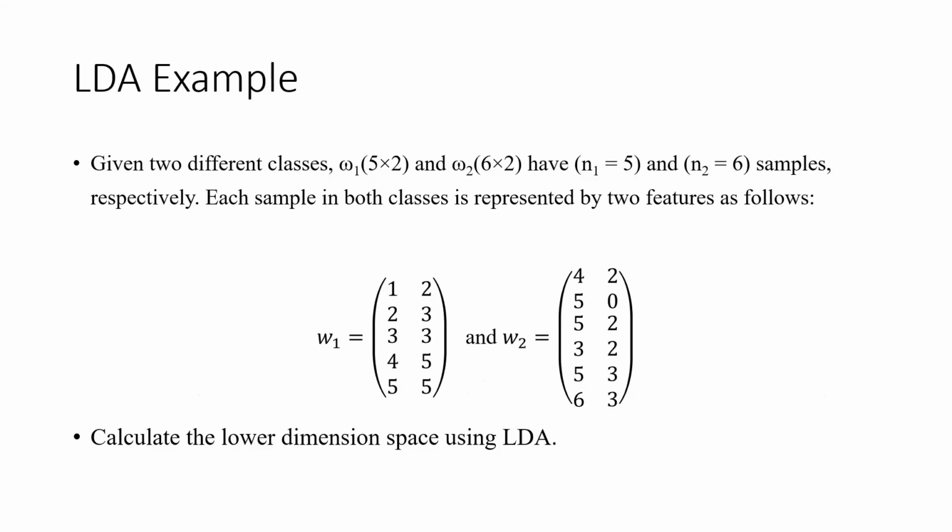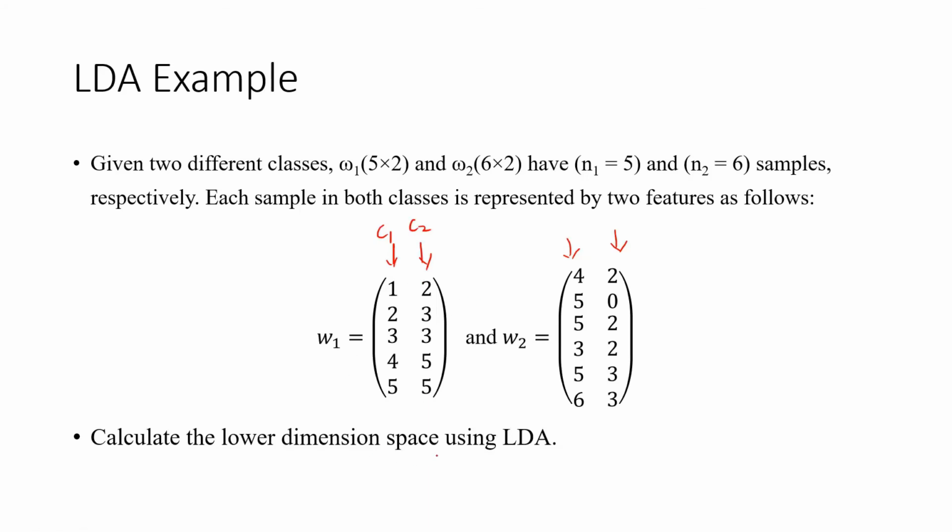5 into 2 and 6 into 2 are the dimensions of these two, w1 and w2. These are the two dimensions. So this is 5 into 2, this one is 6 into 2. Number of classes are 2 only, right? So this is class 1, this is class 2. So this is how the original data set looks like.